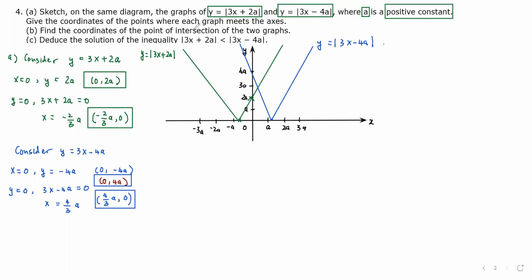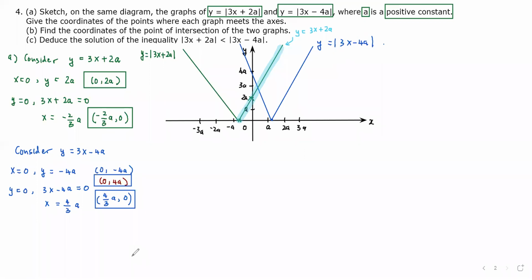Part B, we need to find the coordinates of the points of intersection of the two graphs. Now let's look at the point of intersection of the two graphs here. So for this case, you have the point of intersection. This is the part of the graph where it has equation y equals 3x plus 2a. It is the positive part of the modulus function.